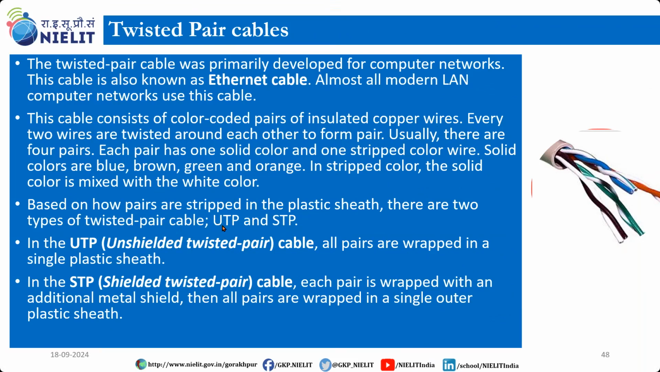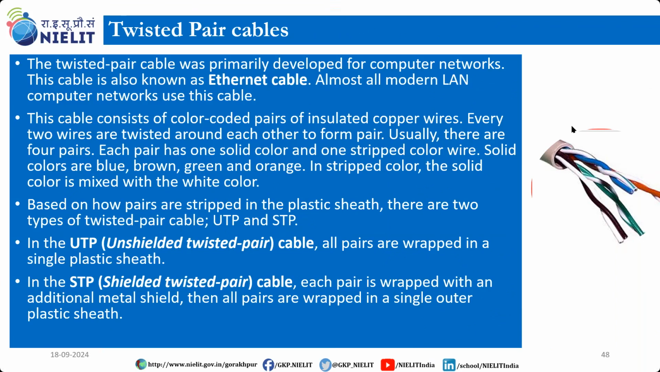There are 2 types of twisted pair cable, UTP and STP. UTP means unshielded twisted pair cable. All wires are wrapped in a single plastic jacket, plastic covering, without any metal protection. It is known as UTP cable.